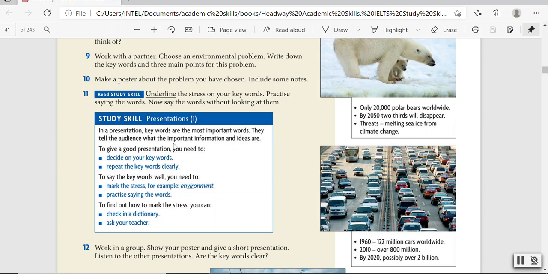It means keywords, the most or the main word in that text, the most important words that all the information belongs to that word called keywords.